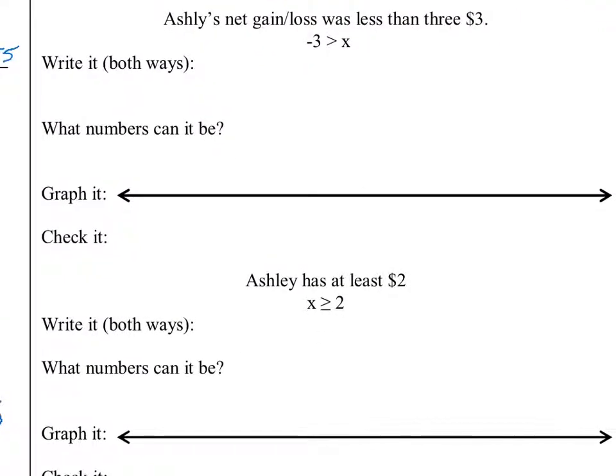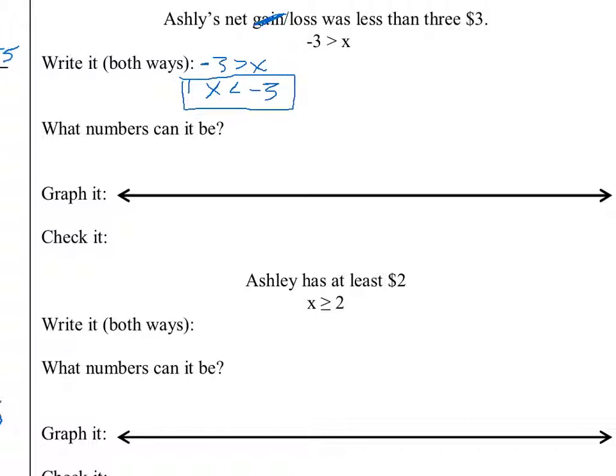All right. Ashley's net gain or loss, actually, looks like a net loss, was less than 3. All right. So we have the inequality statement that comes from this. -3 is greater than x. So we're going to first of all write this both ways, because a lot of us aren't going to feel really comfortable working with this the way it is. A lot of us are feeling a lot more comfortable about seeing it with the variable on the left-hand side. So this one's going to make a lot more sense for most of you. It says x is less than -3.